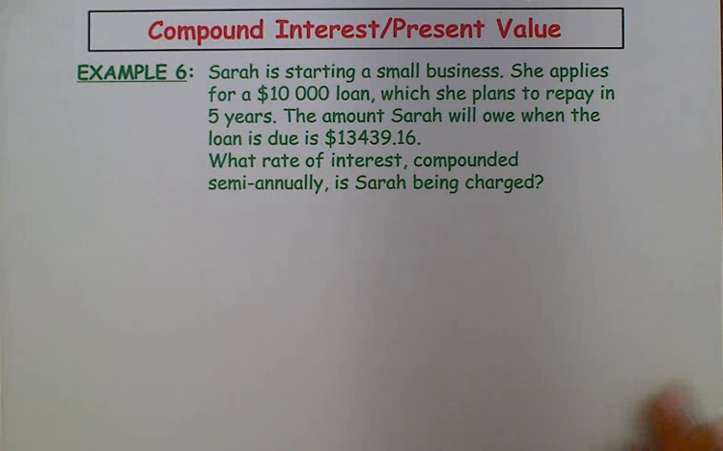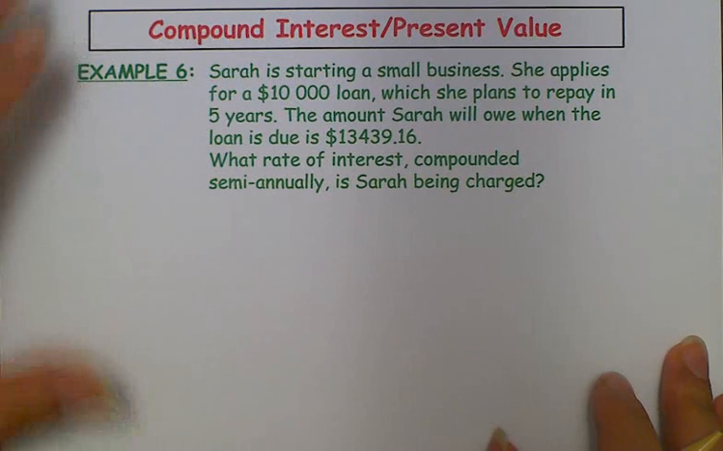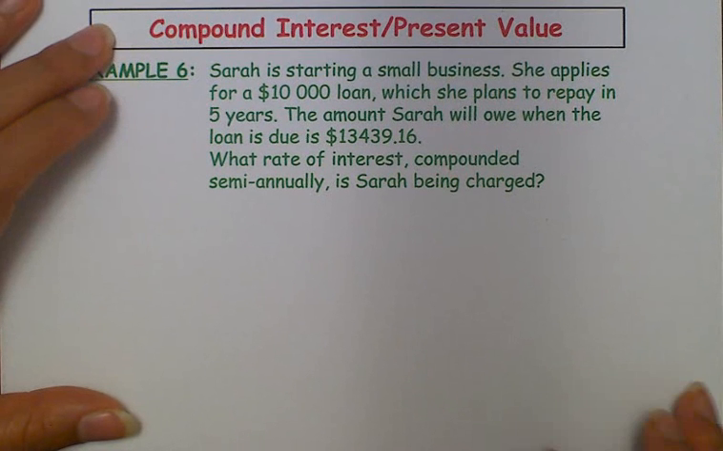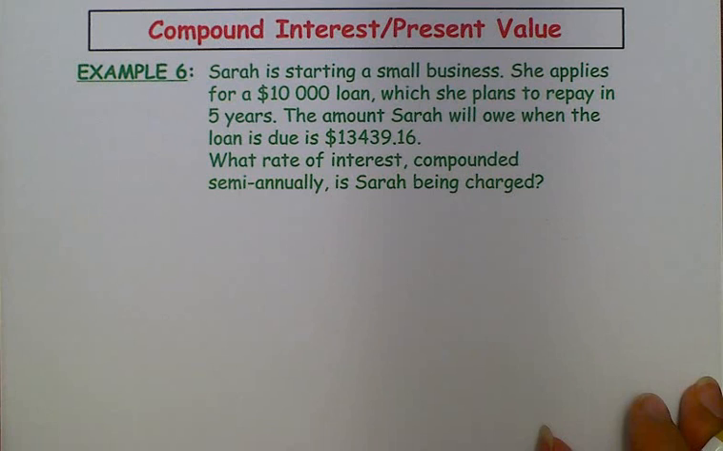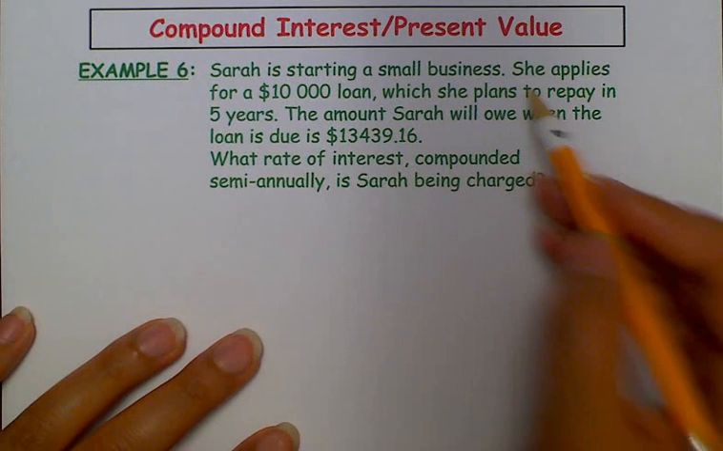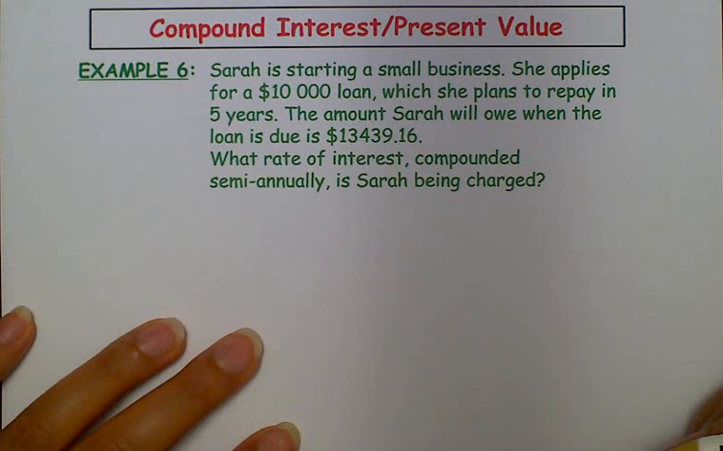Okay, in example 6 we have another example that looks at either compound interest or present value, so we need to determine which one it might be. And so it says, Sarah is starting a small business. She applies for a $10,000 loan, which she plans to repay in 5 years. The amount Sarah will owe when the loan is due is $13,439.16. And then it asks, what rate of interest, compounded semi-annually, is Sarah being charged?